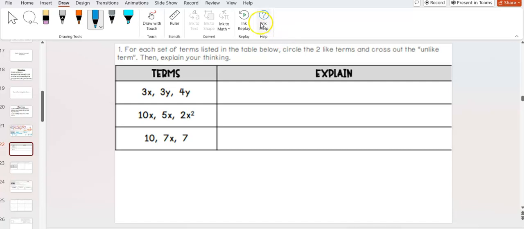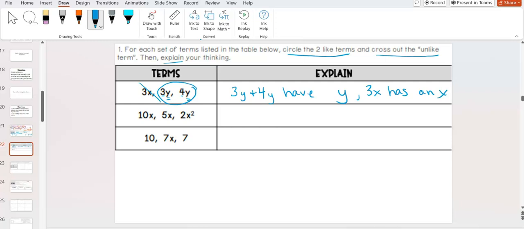All right, so for each set of terms, we are going to circle the two that are like and cross out the unlike term, and then we're going to explain why. So we have to have the exact same variable. I do not care that this is a 3 and this is a 4. That's not what I'm comparing. I'm comparing the y's. So 3y and 4y are like, and 3x is not like, because 3y and 4y have y. 3x has an x.